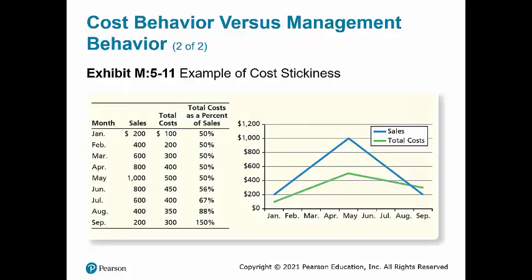This slide illustrates an example of cost stickiness. So we can see in the beginning of the year that the sales were increasing as well as the cost, but they were increasing at about the same rate because total cost as a percent of sales remained steady at 50% until May. However, in May, the sales began to fall off, but the costs did not fall off at the same rate. In fact, by September, the costs were actually more than the sales volume. And that is the conclusion of the demonstration for Learning Objective 4.